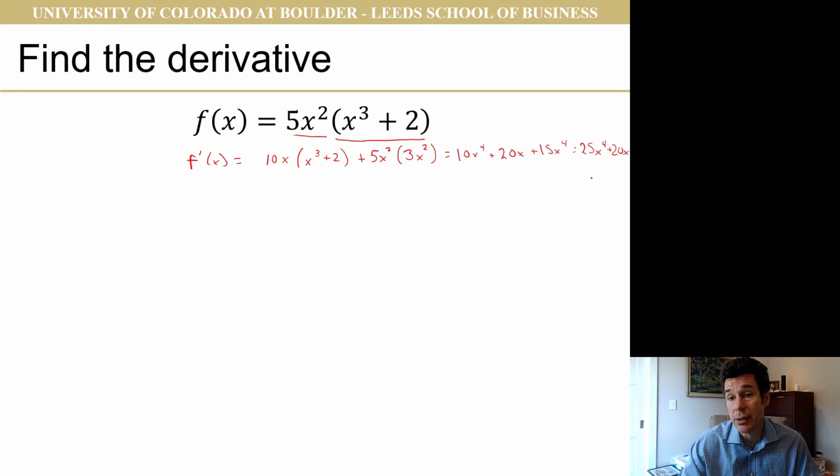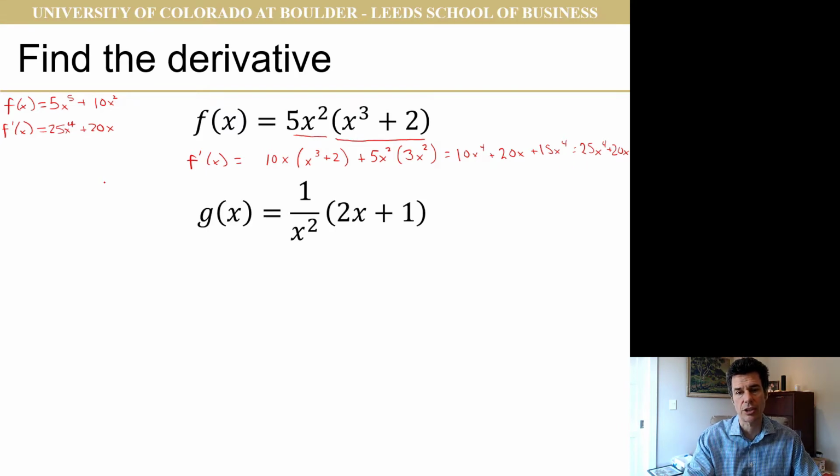Now in this particular instance, we could have done this in a slightly different way. We could have multiplied things out first and then taken the derivative. Let's just check that we get the same answer. f of x equals, we distribute, x squared times x cubed is x to the fifth, so that's 5x to the fifth plus 10x squared. We take the derivative and we get 25x to the fourth plus 20x, which is what we did last time.